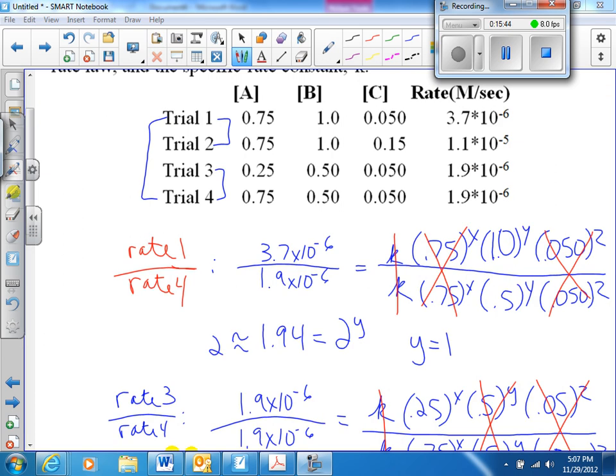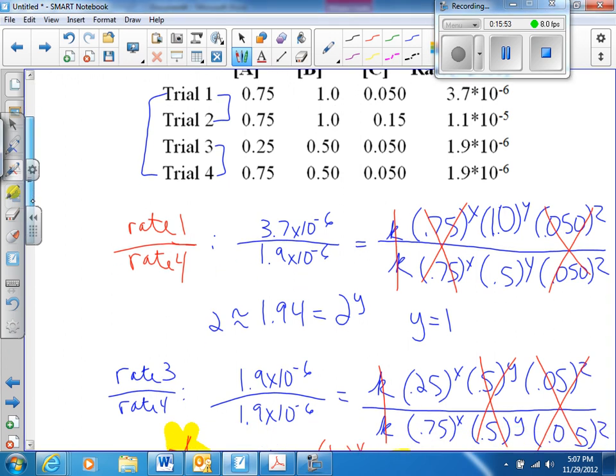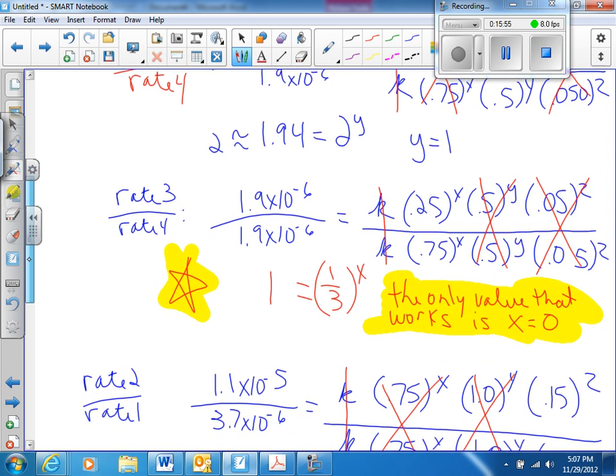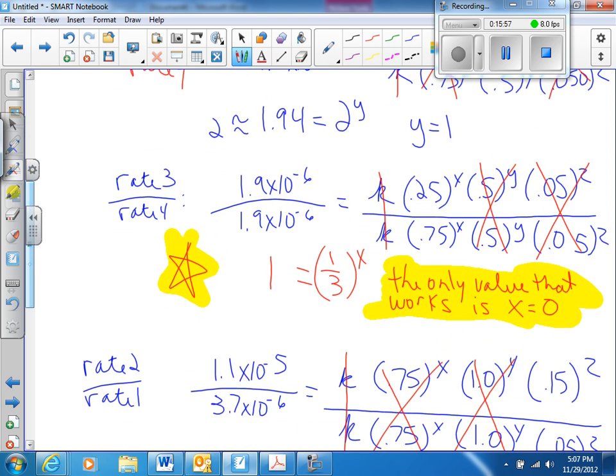Okay, so the solutions. I did rate 1 over rate 4. If you want to pause and check out how you solve for y, you can pause it, but I'm going to keep moving forward. And then rate 3 over rate 4 lets you solve for x. You can pause this if you'd like. The little trick here is when you solve for x, x turns out to be 0.